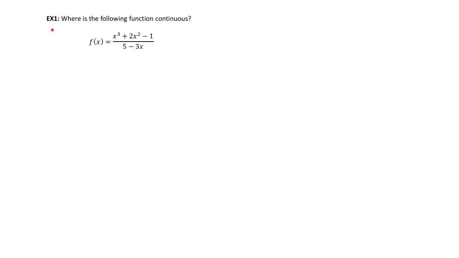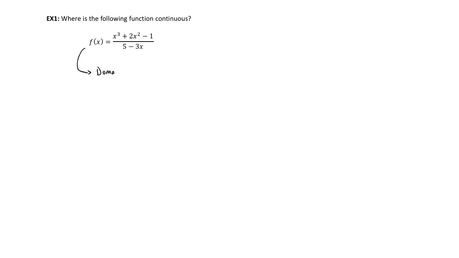If we look at example 1 right here, they're asking us, where is the following function continuous? When you look at the function, you notice that this is a rational function. This is a third-degree polynomial over another linear polynomial. A polynomial over a polynomial, by definition, is a rational function. By the previous theorem, we already know that a rational function is continuous for every x in the domain of the function. So what I have to determine here is what is the domain of this function.